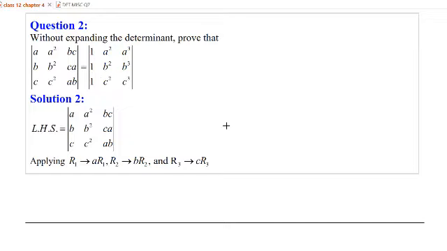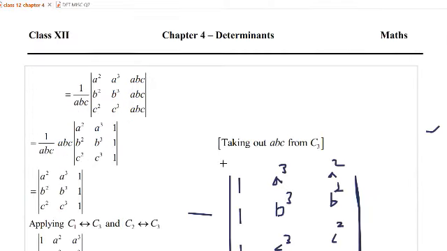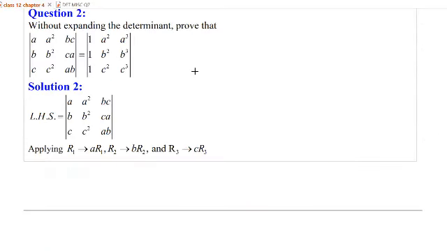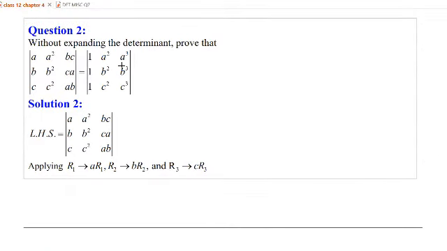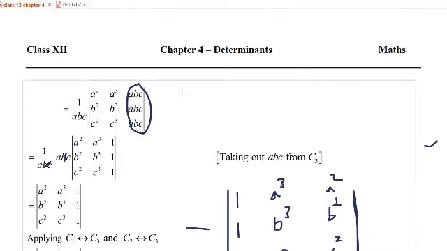Okay, so the operations are row 1 becomes a into row 1, row 2 becomes b into row 2, row 3 becomes c into row 3, and dividing outside by abc. Now as I said, this abc will be taken common from this column 3. Outside it will go, and these will cancel each other, abc and abc. And now we have this whole thing, a square, b square, c square, a cube, b cube, c cube, and 1 1 1. But what we need to prove is that this 1 1 1 should be here. In the second column we should have a square, b square, c square, and in the third column we should have a cube, b cube, c cube.